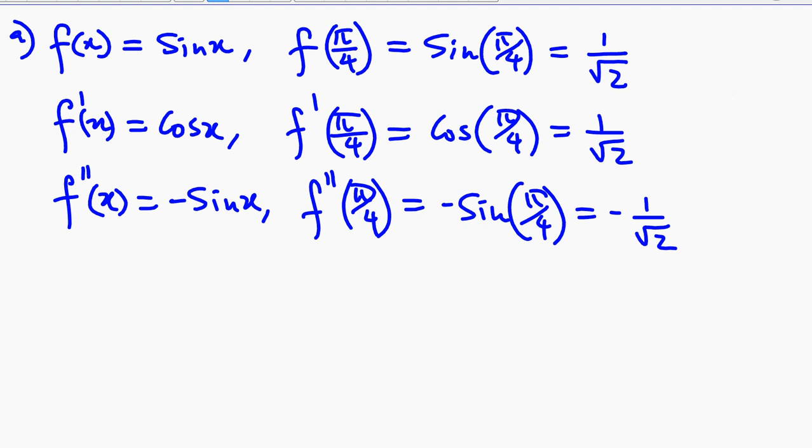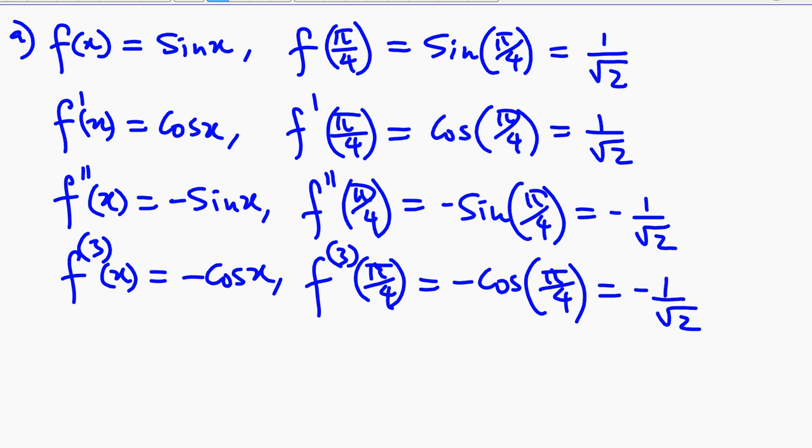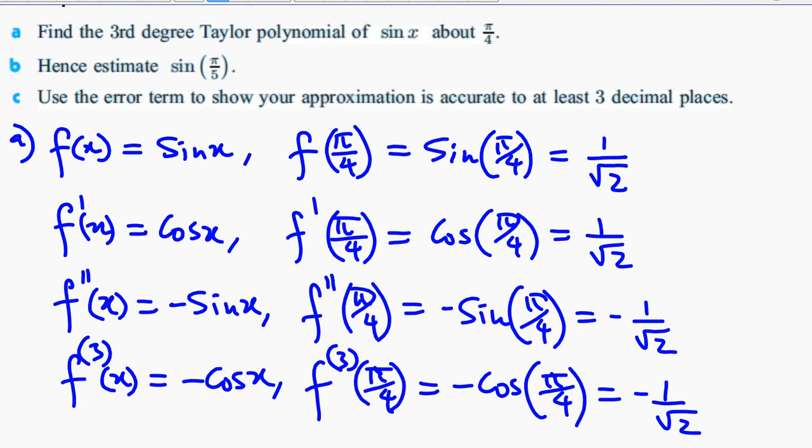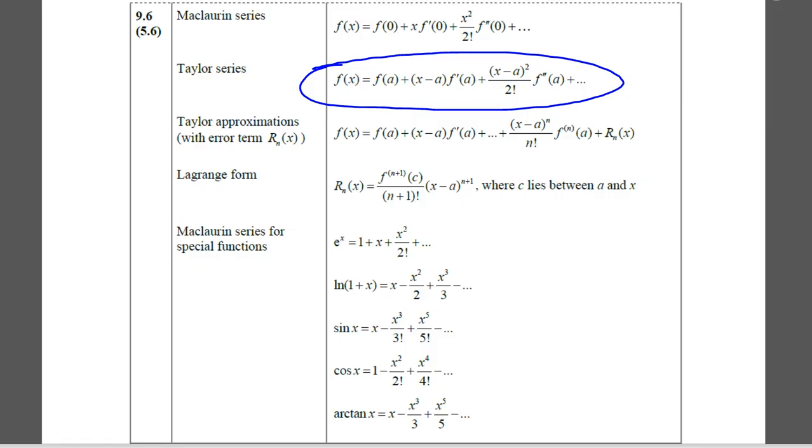So let's move on to the third derivative. It will be negative cos x. So the value of the third derivative at x equals pi over 4 will be negative cos pi over 4, which will be equal to negative 1 over root 2. Do we need to keep on going, or let's check? They just want the third degree Taylor polynomial, so we can stop there. And then we can go ahead and plug this into the Taylor series formula, this one here.